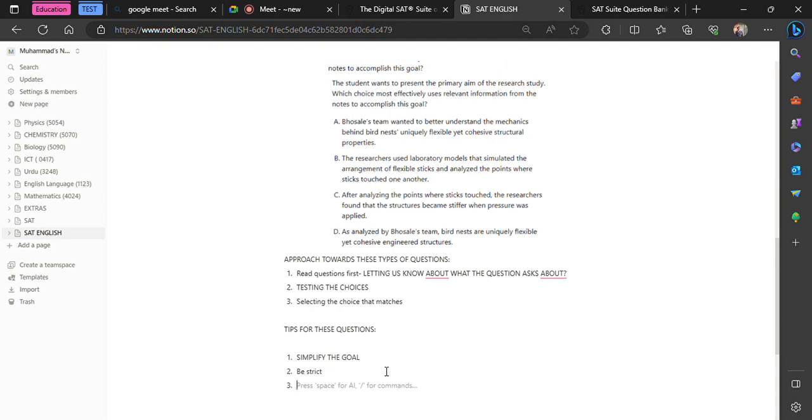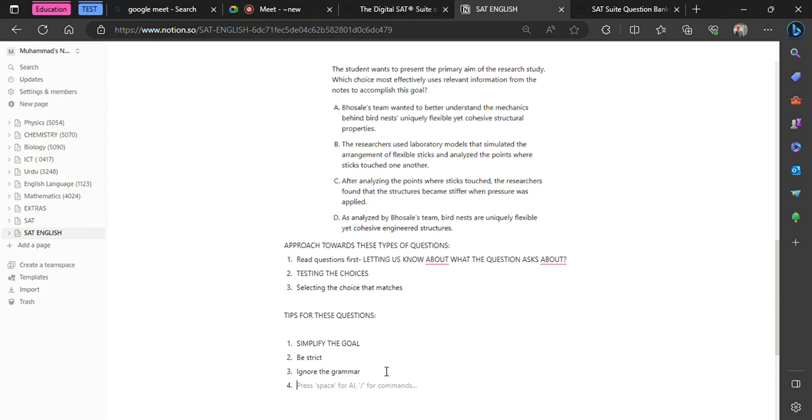What we mean by being strict is that you don't need to be generous with choices that almost accomplish that goal, because the specific details in this question are going to matter the most. The third thing that's extremely important is that you need to ignore the grammar. What I mean by ignoring the grammar is that if you're going to make a specific choice, it should be based on the information that it contains and not on the grammar that it contains. Grammar is not going to be a part of these types of questions. Grammar is always going to be tested in the standard conventions of English questions.